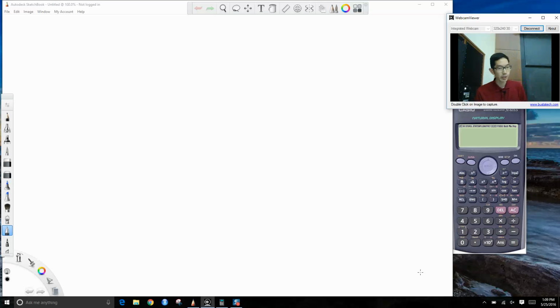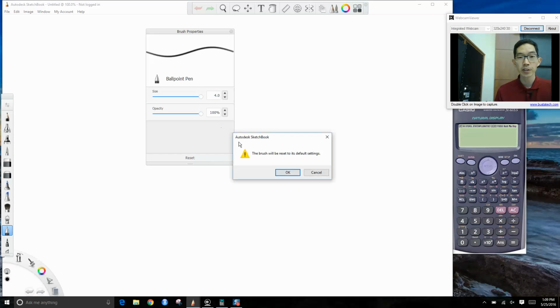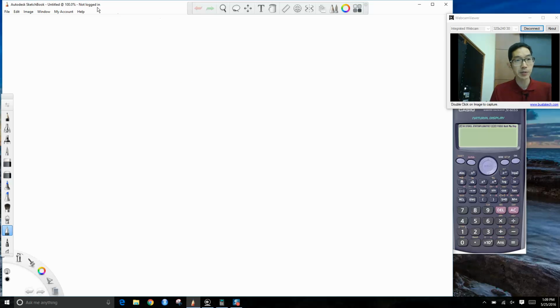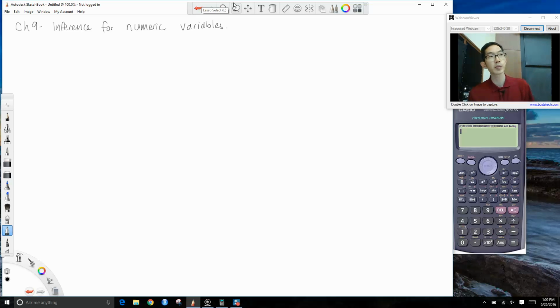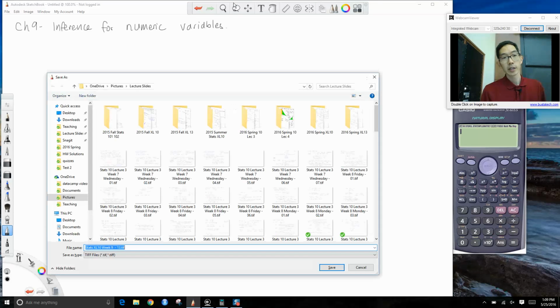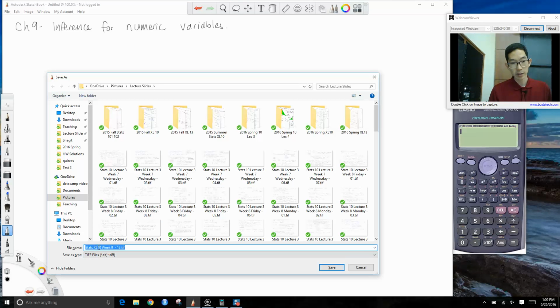Okay, so today we will continue on in Chapter 9, where we are conducting inference for numeric variables. On Monday we covered the central limit theorem and sampling distributions of the sample mean x bar, and today we'll get into applications of all of this.